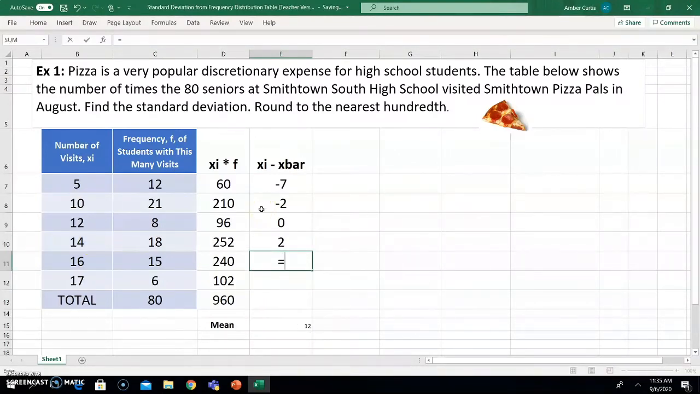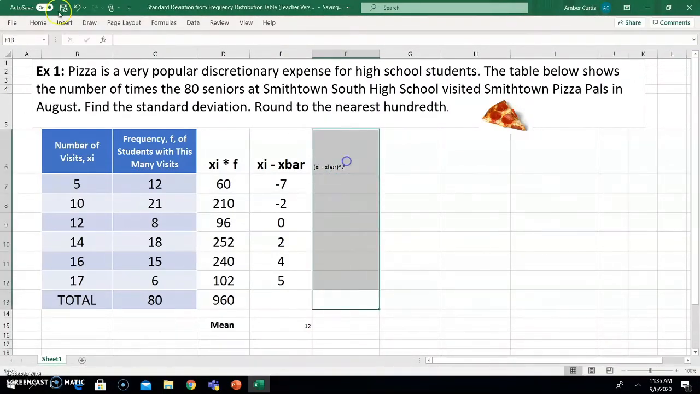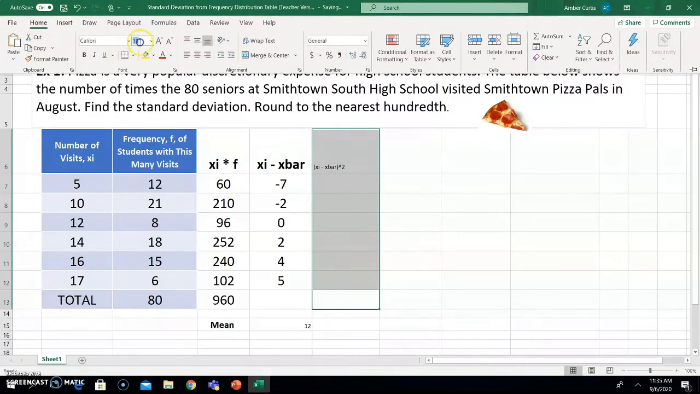All right, I'm going to keep continuing that until I have them all done. And this is just the difference between the mean number of visits and the number of visits for each row. Now that I have those differences, I then need to square those differences. So I'm going to do x sub i minus x bar, and then I'm going to square it. And that's going to give me those squared differences that we talked about in the last lesson.